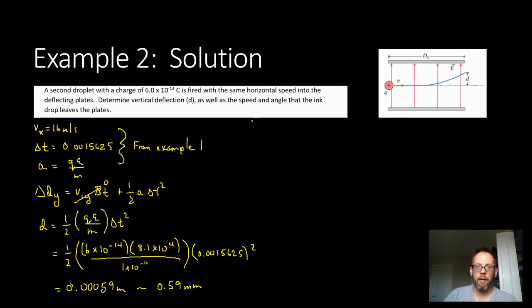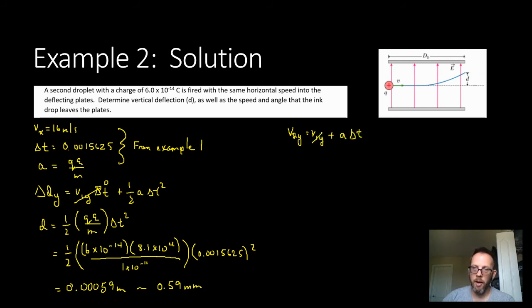And now we're asked to find the speed and the angle that the ink drop leaves the plate. So that velocity is going to be at an angle to the horizontal, right? And right now, all we need to know is Vx. So let's find V2y. What is the vertical component of velocity for that ink droplet as it leaves the printer? So V2y equals V1y plus a delta t.